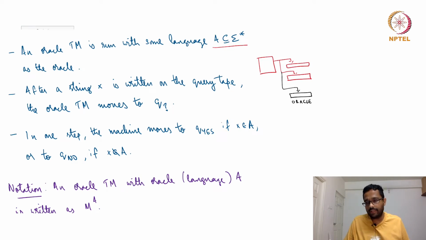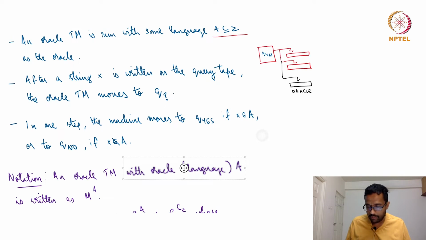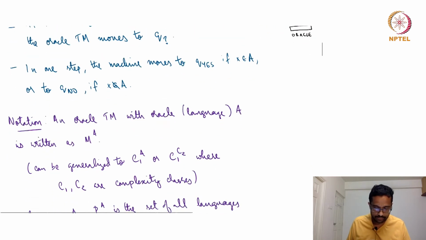So it will keep filling up the oracle tape, and then it will move to a state, the oracle state Q query or the query state, and then depending on what is there on the oracle tape, it will move to Q yes or Q no. So if it's a yes instance, it will move to Q yes. Right? This is what basically the oracle will check, whether the string is a part of A or not a part of A. This is what happens.